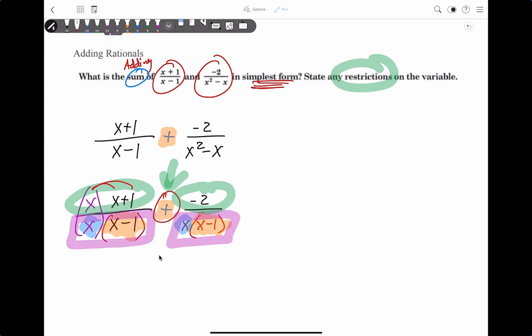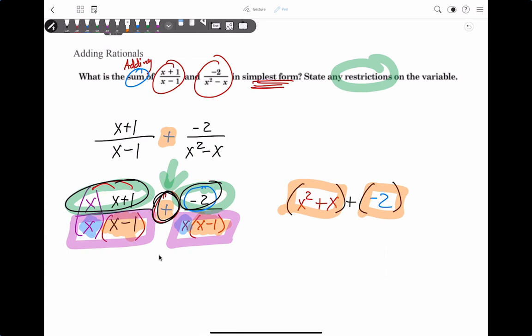X would distribute, and I would get x squared plus x. This negative 2, nothing happened there. And what we're going to do is add this piece with that piece. All I did was simplify the numerators and then add them as separate pieces. Now, you see a lot of parentheses right now. The reason why I did these parentheses is I want you to see that this came from the first fraction and this came from the second one. But also, if this was subtraction, it would distribute across this parentheses if there was more than one term here.